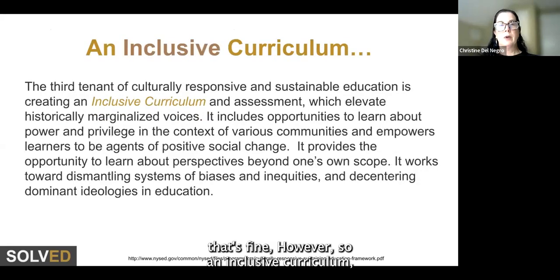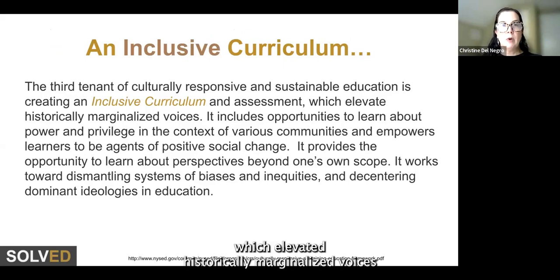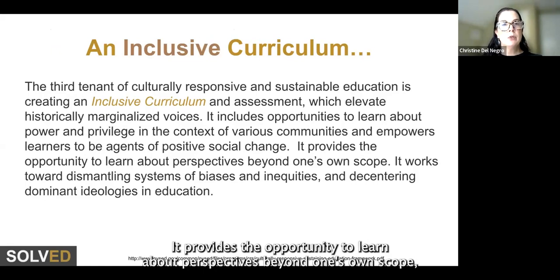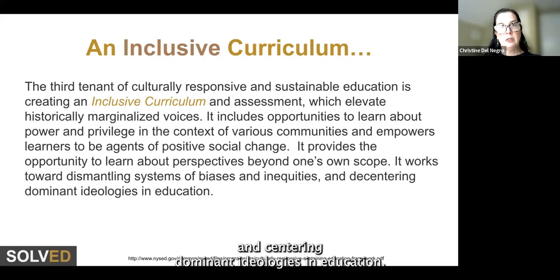So an inclusive curriculum. The third tenet of culturally responsive and sustainable education is creating an inclusive curriculum and assessment, which elevate historically marginalized voices. It includes opportunities to learn about power and privilege in the context of various communities, and empowers learners to be agents of positive social change. It provides the opportunity to learn about perspectives beyond one's own scope, works towards dismantling systems of biases and inequities, and decentering dominant ideologies in education.